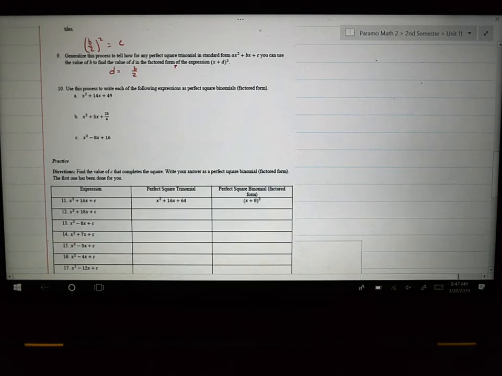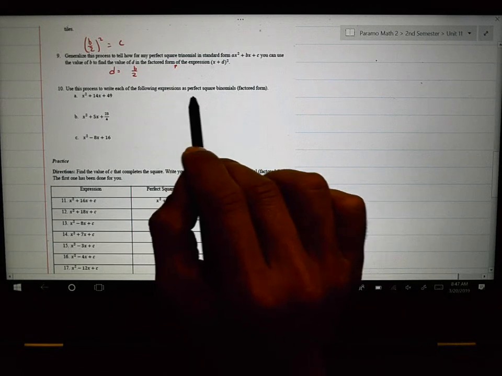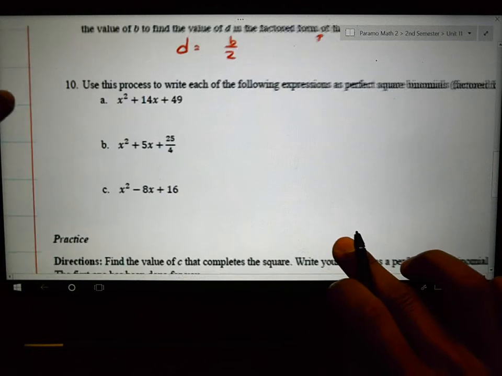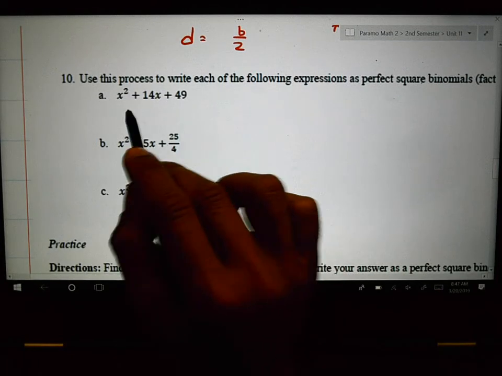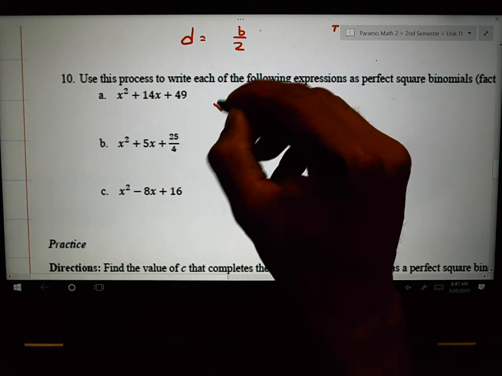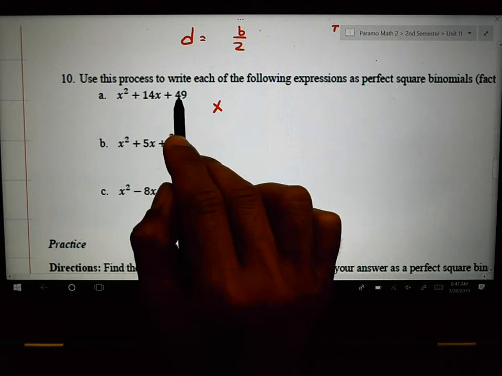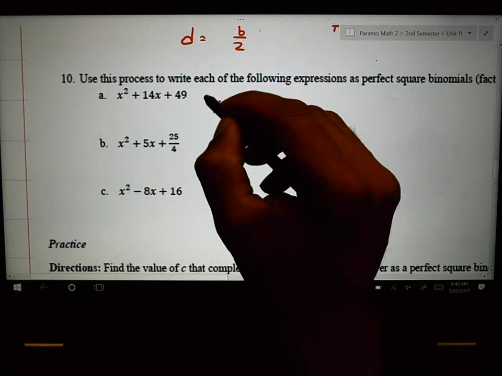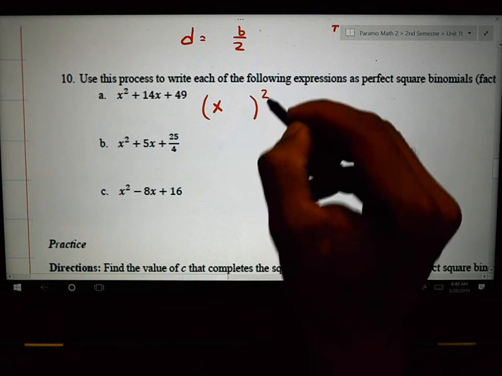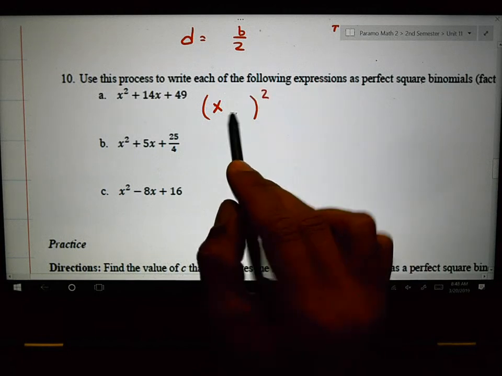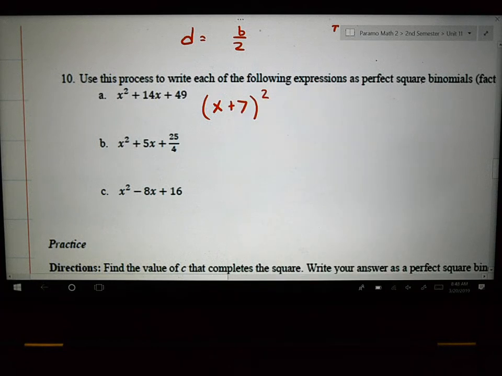It says now, use this process to write each of the following expressions as perfect square binomials in factored form. So do you know what this factors to? It's a perfect square trinomial. Half of this squared is 49. What goes in parentheses squared? Do you know what goes into here? If you said plus 7, you are correct.